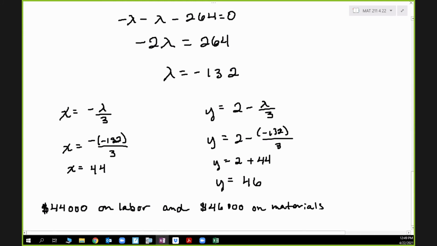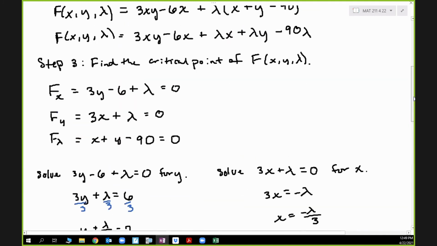So we know that x is labor and y is materials from the original problem. Since x is 44 and we know x is in thousands of dollars, we are spending 44,000 on labor and 46,000 on materials. That doesn't quite answer the whole question, I don't think. Let's make sure.